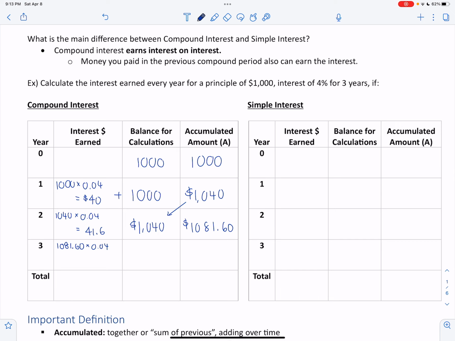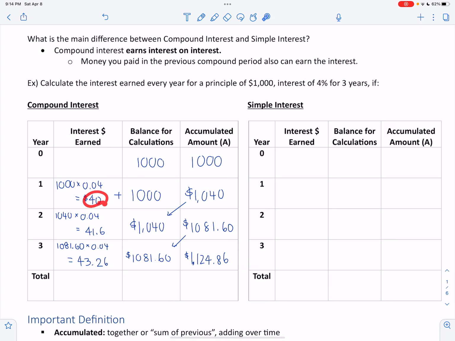So we are doing 1,081.60 times 0.04. We have $43.26. And we use this balance to help us calculate that amount. So now we have a total of 1,124.86. Okay. So what did you learn here for compound interest?